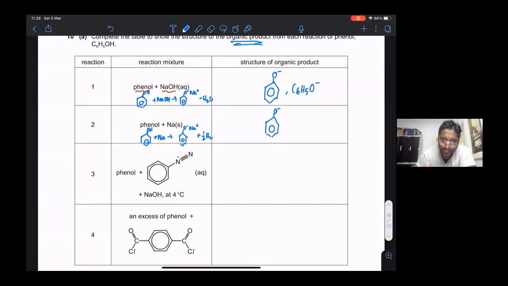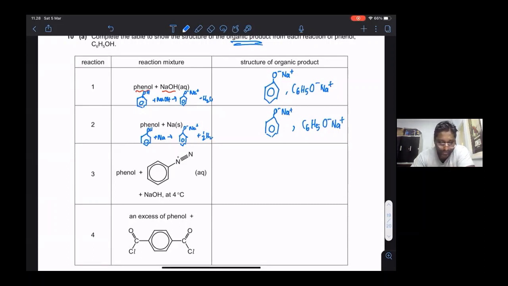If you want to include Na plus, then make sure you put Na plus. Okay, this one Na plus. So it's okay, I'll include that. So if you put this, C6H5 O minus and Na plus.